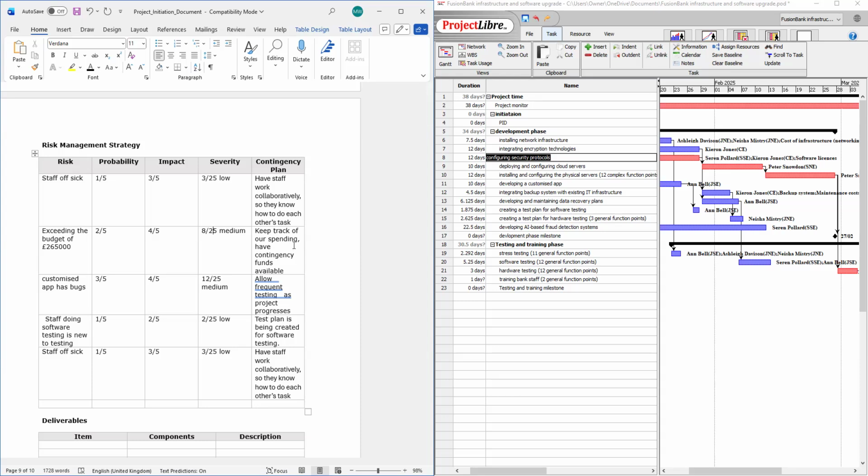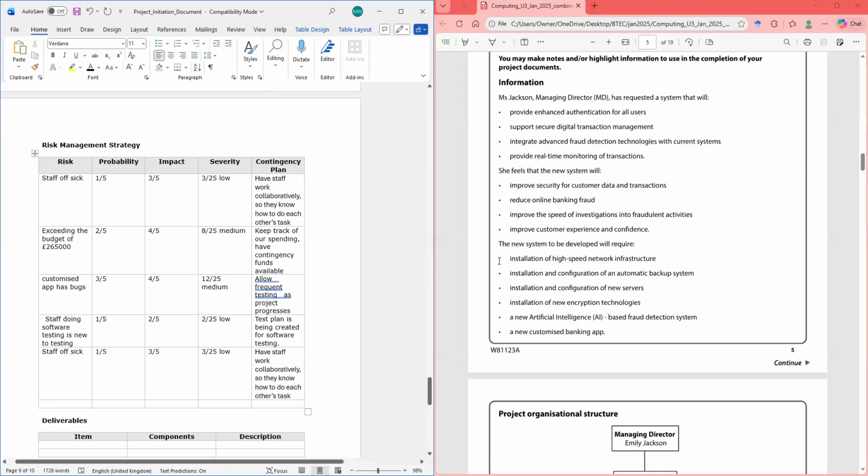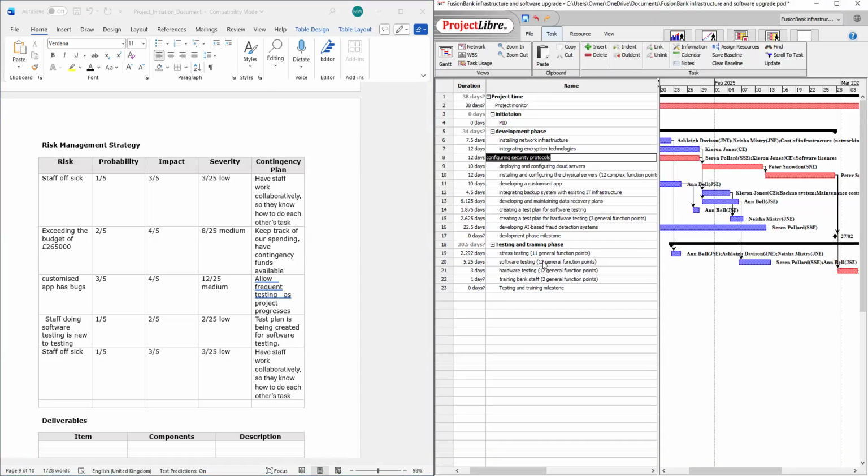All right. Staff doing software testing is new to testing, right? And this is where we get this. Remember, the staff are doing testing, and we have it on our Gantt chart. There's testing being done. If they're new to testing, look at what we have here ready for them. We have a test plan. We create a test plan for them so they can follow it. That's our contingency plan, and it's right here.